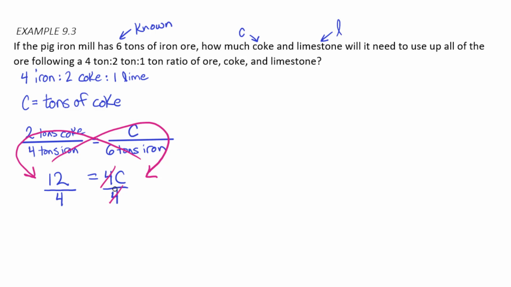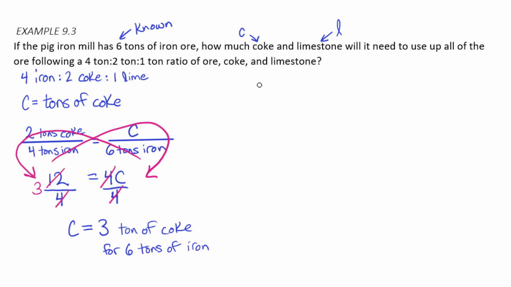Here we're going to get 4 over 4 is 1. Here we get 12 over 4 is 3. I'm going to write the C on the left-hand side, and we get C equals 3. So we need 3 tons of coke for 6 tons of iron ore.